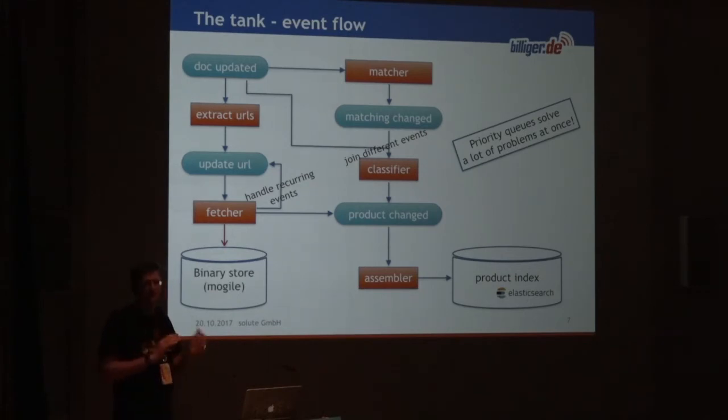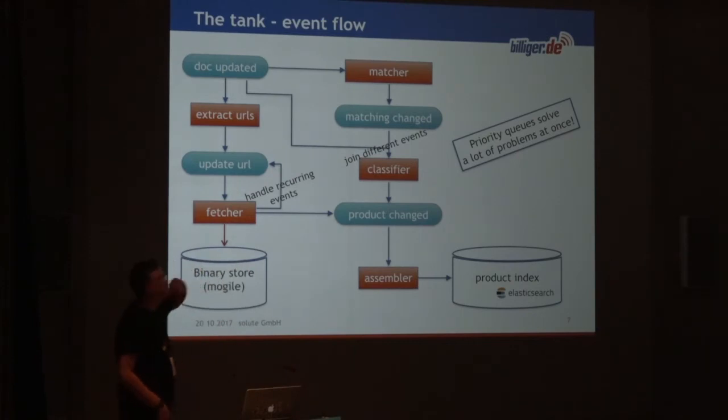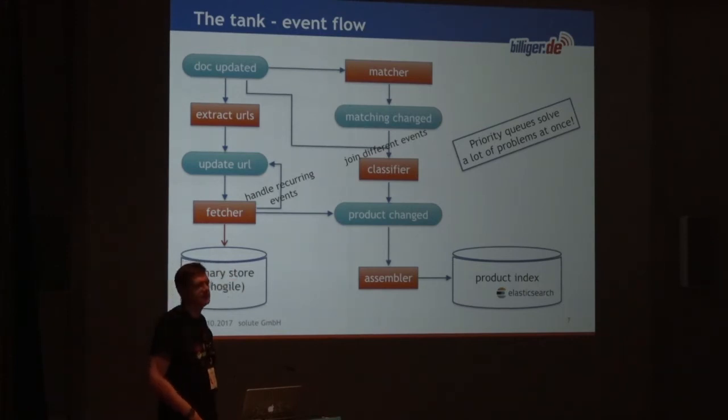So we get a certain offer or information about a product, and we need to figure out what product it belongs to. And both queues then end up saying, if they happened to figure out that some URL changed, or that the classification or whatever changed, then we have a change on a product. And then we have one process, the assembler, that's the most work-intensive one, which under the hood also uses Cython for exactly that reason, because it's computationally intensive. It computes the actual properties for the product and stores it in our product index, which is an Elasticsearch index in that case.